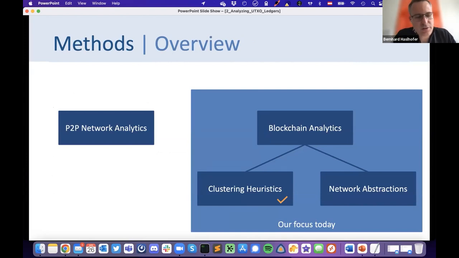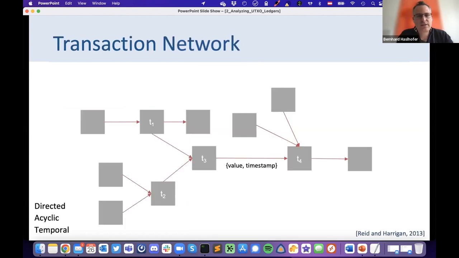clustering heuristics are important for aggregating addresses that are controlled by the same owner, by the same real world entity. But what we would like to have at the end of the day is a network abstraction, which somehow represents the ecosystem and which we can use in order to analyze the relationships between actors. So what we want to do is create network abstractions from the raw data we gather from the blockchain. And there are several types of network abstractions we can use.